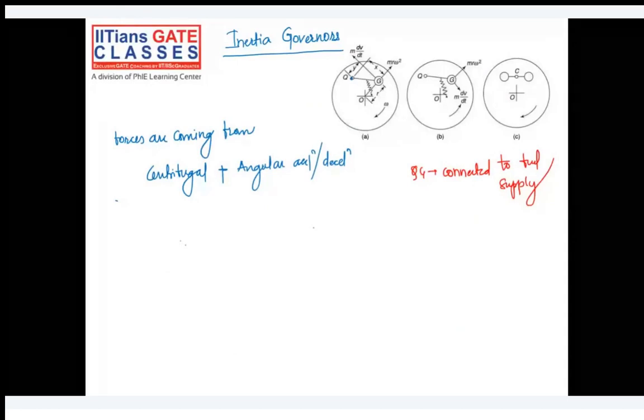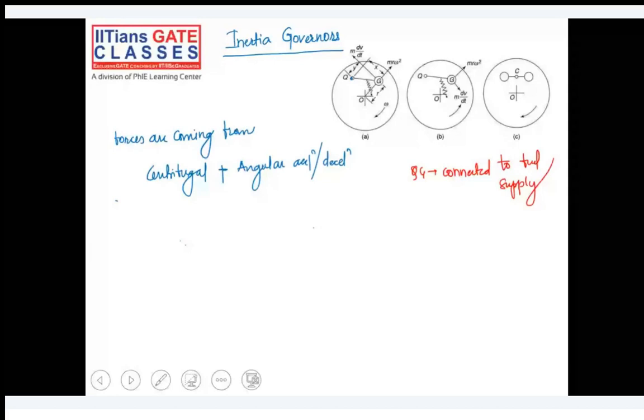What I was explaining is this QG is the arm. We are connecting this arm to the fuel supply unit, and accordingly we are controlling the fuel supply.